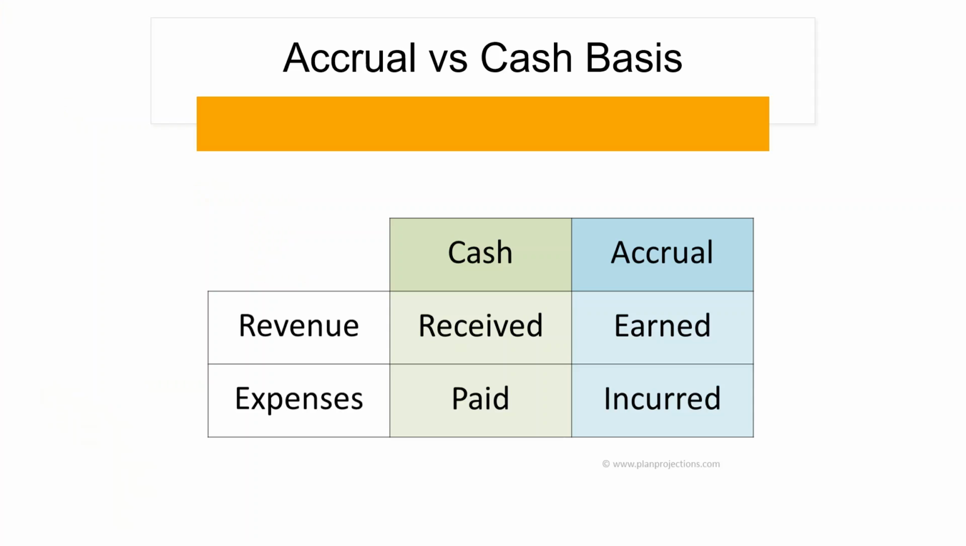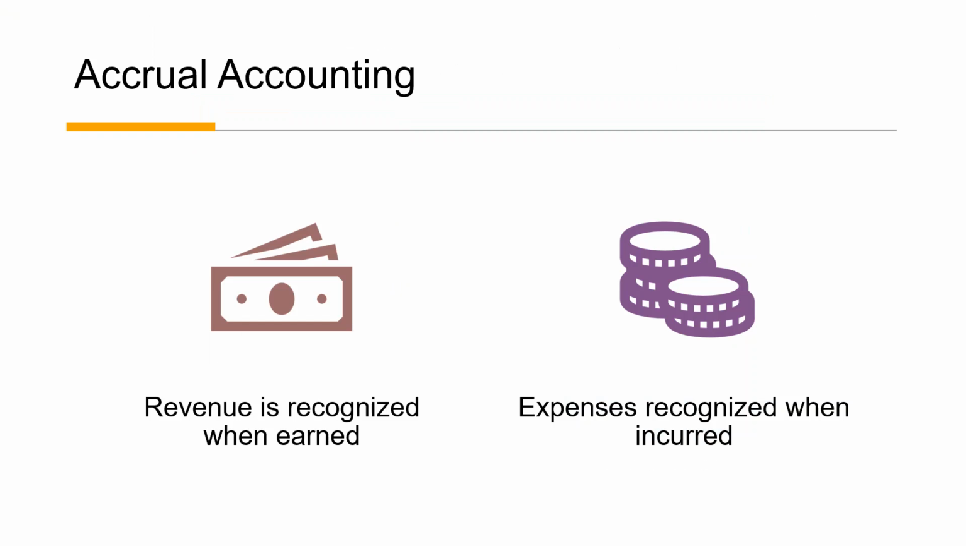The first difference is that under cash accounting, revenue is recognized when it's received, and expenses are recognized when they're paid. This means that revenue and expenses are only recognized when cash exchanges hands. On the other hand, with accrual accounting, revenue is recognized when it's earned and expenses are recognized when they're incurred. This is a key notion associated with accrual accounting.